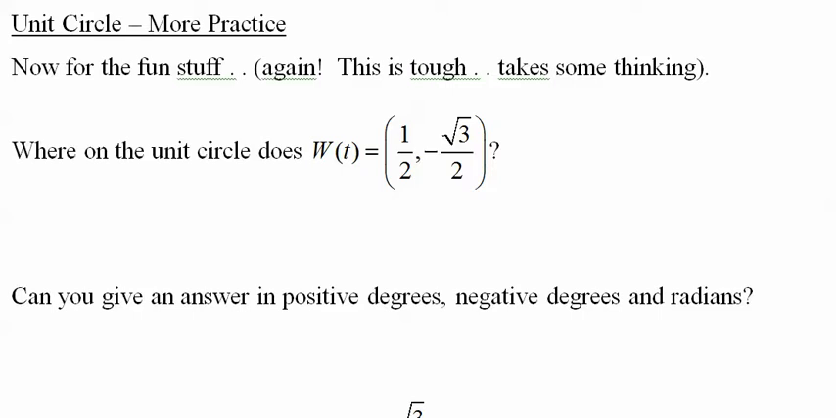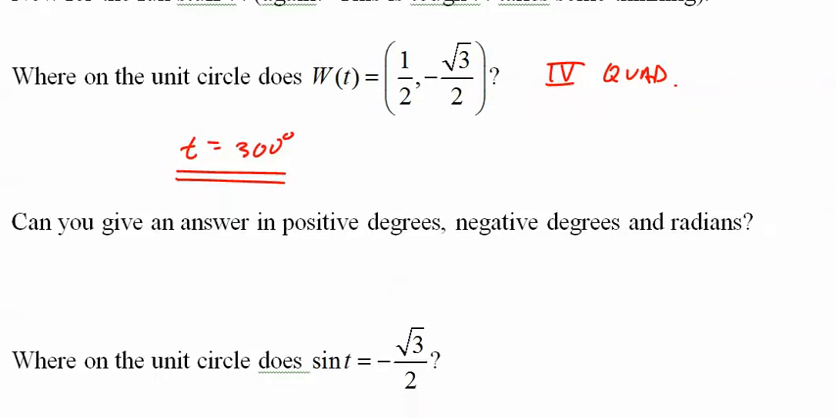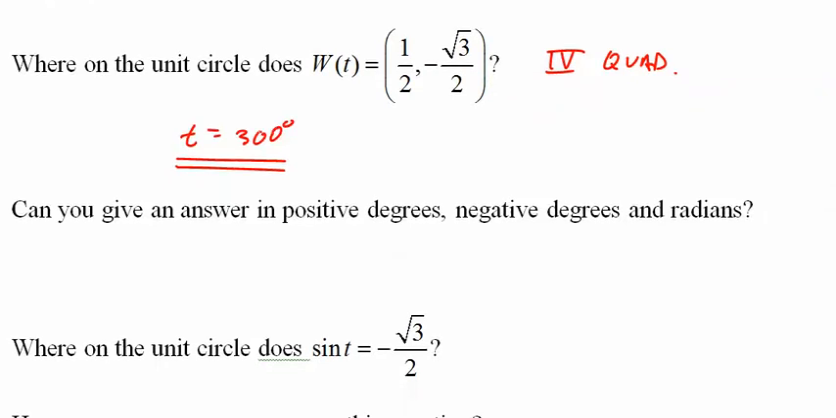1/2, negative root 3 over 2. Well, if I'm not mistaken, that's down in the fourth quadrant. And t would equal 300 degrees. Now, that's just one answer, and I use degrees, which I'm actually more comfortable with than radians.